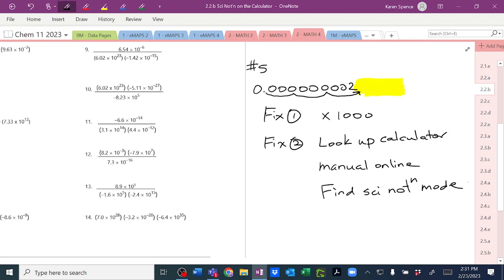It's because now we're adding in places that are decimal places, and you cannot just do it on your calculator.